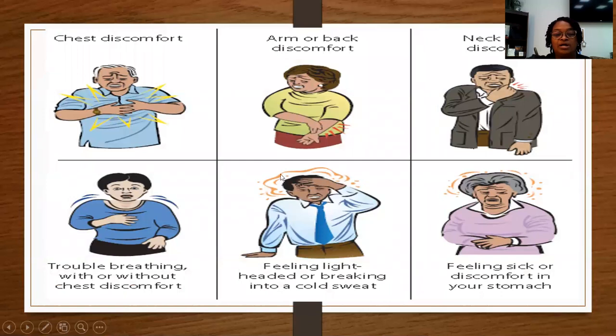So here are some other nonverbal communication that a patient could be having a heart attack that you may see, such as grabbing their chest, their arm, or their neck, grabbing their chest and experiencing shortness of breath, grabbing their head and feeling lightheadedness or breaking out in cold sweat, or grabbing their stomach with stomach discomfort.